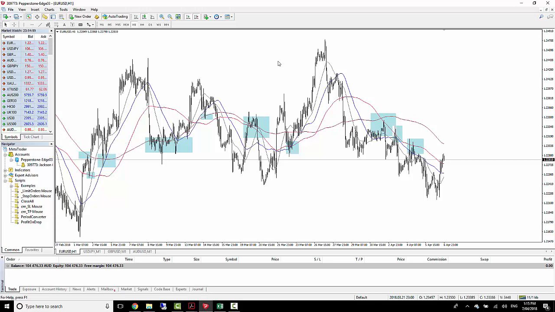So they're the ones that we use, and you can see how we use them as support and resistance areas.